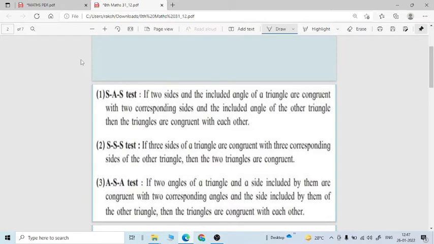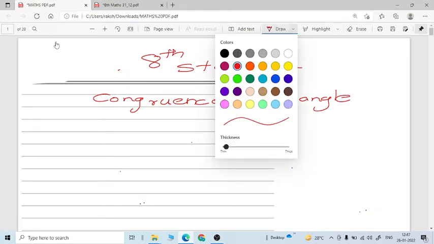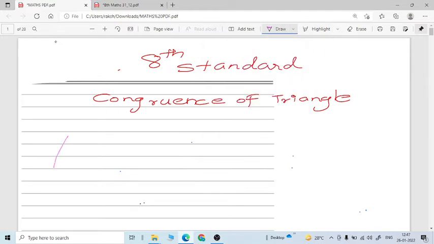It says that two sides and the angle of a triangle are congruent. If two triangles are there, two sides are same and one angle is also same, then both the triangles are congruent to each other. Let us assume triangle A and triangle B. Let me draw here, this and this triangle.